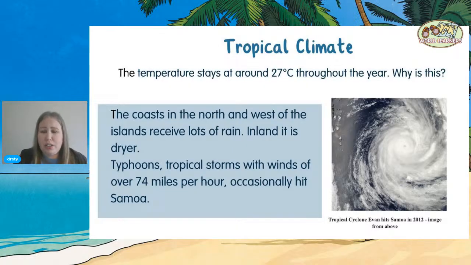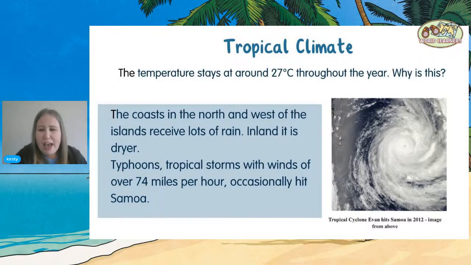Being close to the equator means the sun's rays hit the surface at that high angle throughout the year. That's where we get the more consistent warm weather and warm temperatures. Well done. So it's all to do with its location, isn't it?